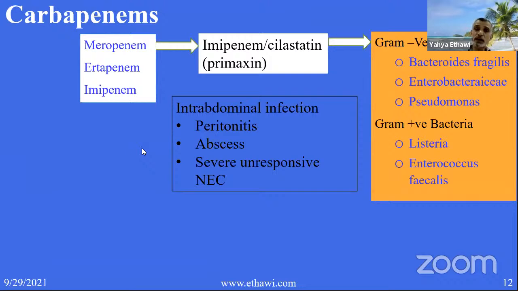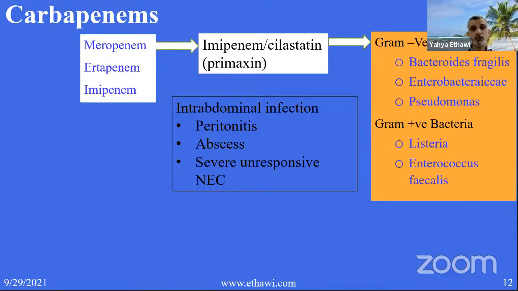The other antibiotics are meropenem, and other examples are aztreonam and imipenem. The imipenem is sometimes combined with cilastatin, and we call it Primaxin. What are they good for? They are good for gram-negative bacteria. They cover Bacteroides fragilis, they cover Enterobacteriaceae, and they also cover Pseudomonas. They cover gram-positive bacteria too. They are good against Listeria and Enterococcus faecalis. They are very good antibiotics.